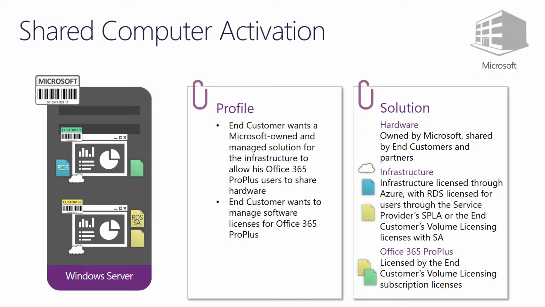In this scenario, we see another option for a service provider to manage an Office 365 Pro Plus solution, this time through Azure. You can see here that this service provider has two end customers, the usual green one and yellow one, and he's using Azure as the infrastructure for his Office 365 Pro Plus solution. We can see the Azure infrastructure is shown by the little clouds, and the Office 365 Pro Plus licenses are again already owned by the end customer through their volume licensing agreement.